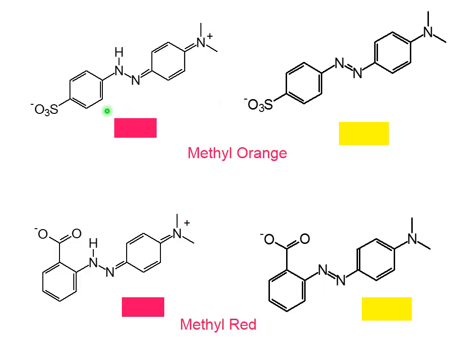It can be different types of structures, so azo bonds with a nitrogen-nitrogen double bond change color from pinkish red to yellow, and these are methyl orange and methyl red indicators, very popular in analytical chemistry.